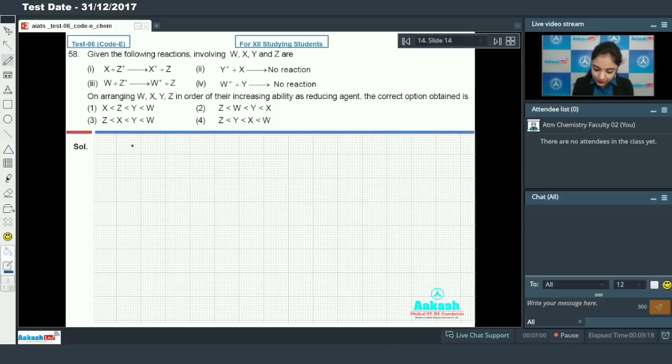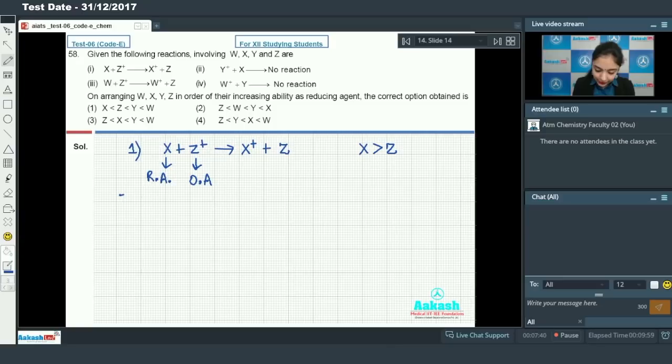So first of all, see in the first equation where X plus Z plus is giving X positive and Z. So it means X is undergoing oxidation, so X is my reducing agent, and Z plus is undergoing reduction, so it is the oxidizing agent. So X is able to reduce Z plus, so we can say that X is a better reducing agent than Z. I hope students this is clear to you.